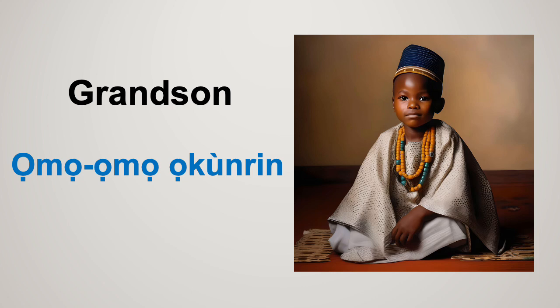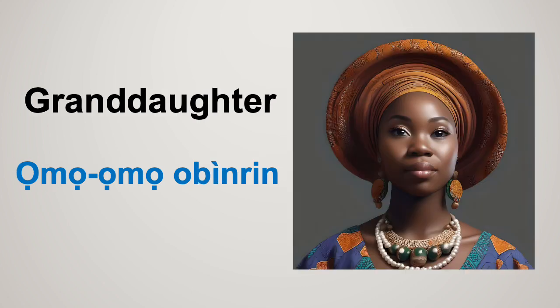The grandson, ọmọ ọkùnrin. This is essentially to signify that the grandchild is a male child. Ọmọ means the grandchild, but the ọkùnrin signifies that it's a male child. Again, I want you to try what granddaughter is going to be. Your guess is as good as mine. Granddaughter is ọmọ obìnrin.